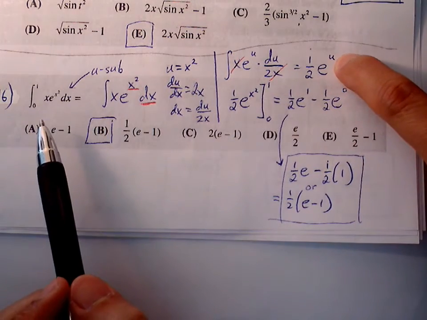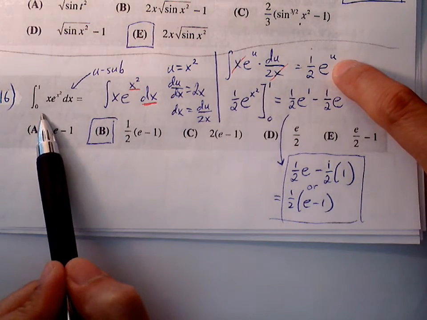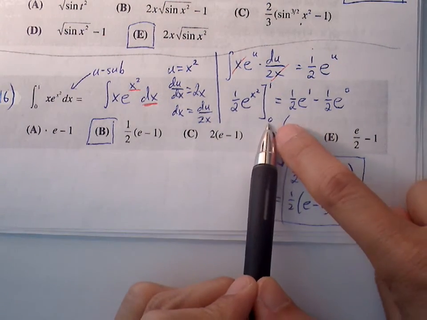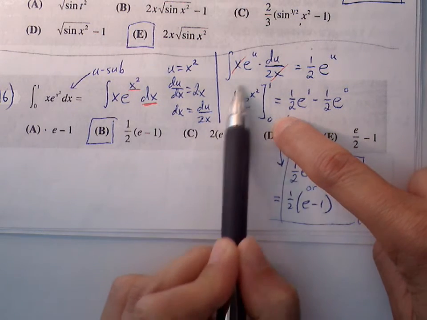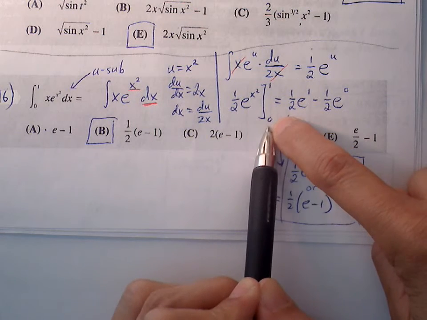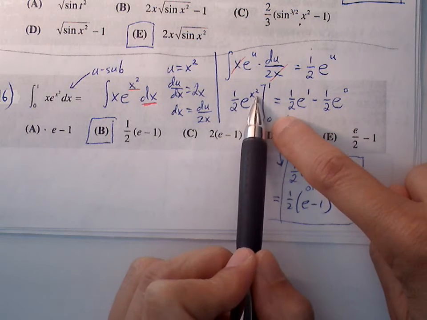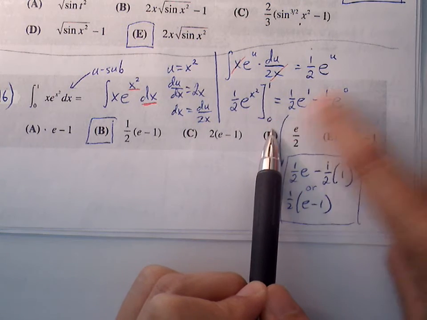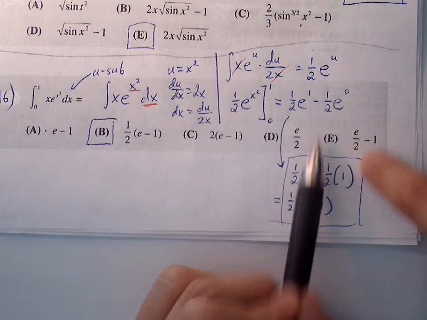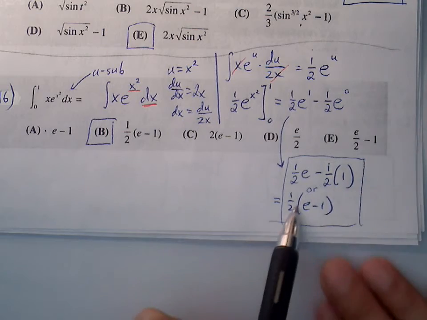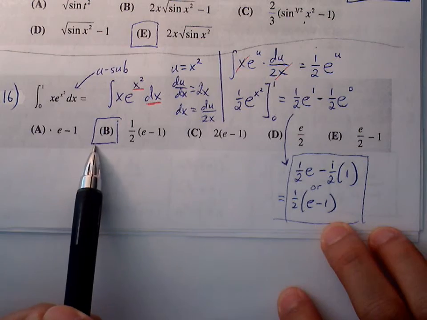So there are two big common mistakes. One is not going far enough to match the variable with the bounds. And the second mistake that I see a lot is thinking that every 0 as a bound is going to wipe everything out and turn everything to 0. But that's not always the case. It occurs sometimes, but not every time, especially if we're plugging into something that is an exponent. So e to the 0 doesn't become 0. e to the 0 becomes 1, and 1 times 1/2 is 1/2. So 1/2 e minus 1/2 times 1. We can factor that out as 1/2 times (e minus 1) to make it match answer choice B.